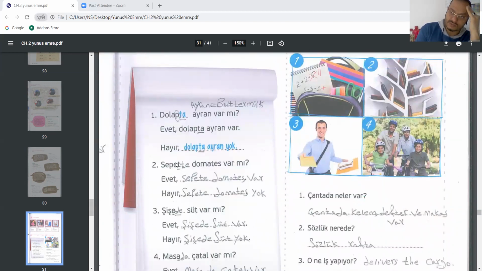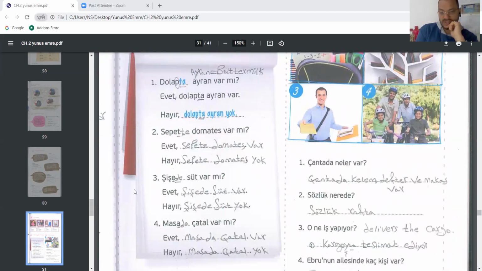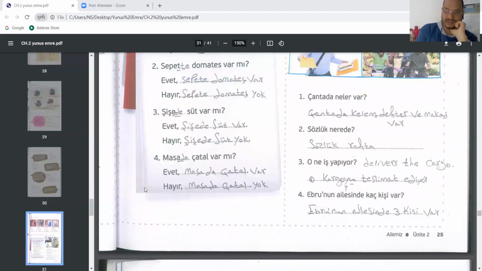Sepette, because not sepete, sepette, because this T belongs to fıstık çeşit. Sepette domates var mı? Evet, sepette domates var. Hayır, sepette domates yok. At the basket, domates. If we have domates at this basket or not. Şişede süt var mı? Süt does mean milk. If we have milk at this bottle or not. Evet, şişede süt var. Hayır, şişede süt yok. Masada çatal var mı? Evet, masada çatal var. Hayır, masada çatal yok.